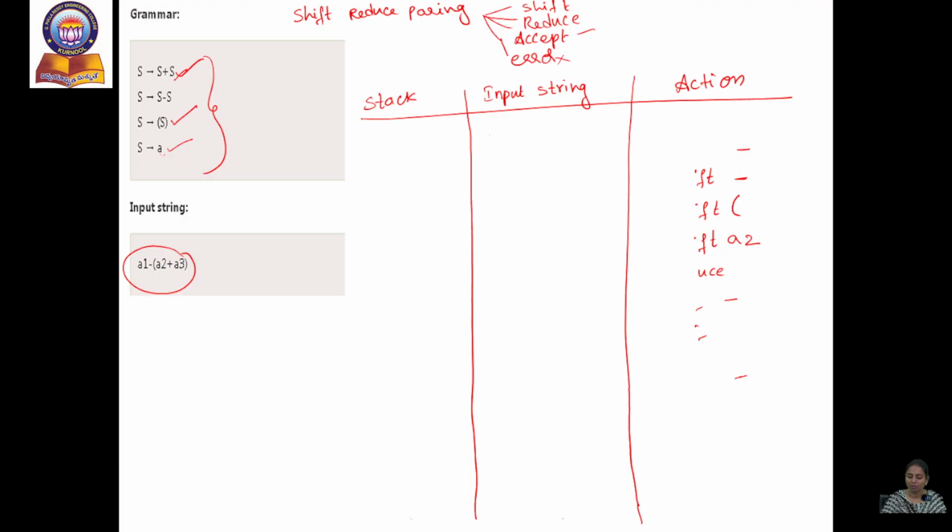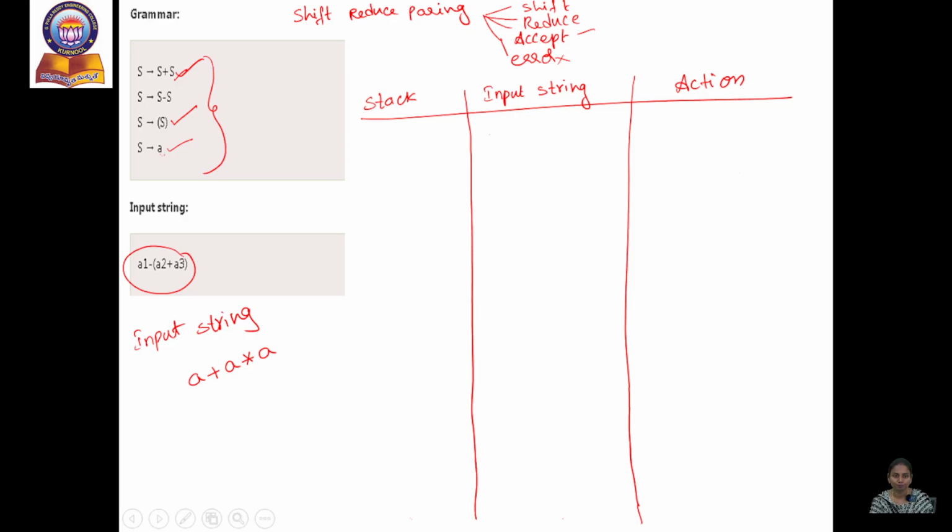We have seen in this example shift action, reduce action and accept action. Then what about the error? In which cases will a user get the error? Suppose now the input string is a plus a into a. Suppose the input string is this one, right? So the stack always starts with a dollar and the input string here is a plus a into a ending with the dollar. So initially we have to do the shift action.